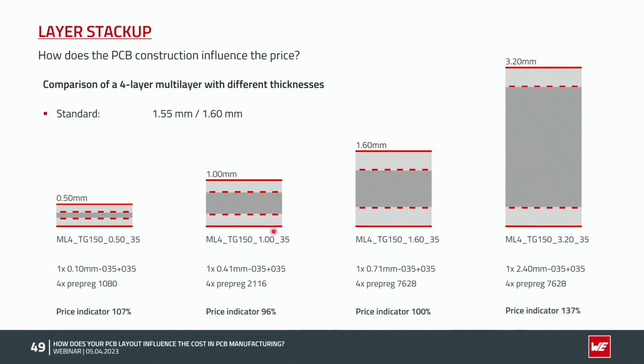Reducing the thickness helps to reduce the cost slightly, so this core is just 0.41 millimeter thick. And reducing even more in thickness means that we have to handle a very thin core with just a tenth of a millimeter, and this has an impact on the yield, thus resulting in a slightly higher price.